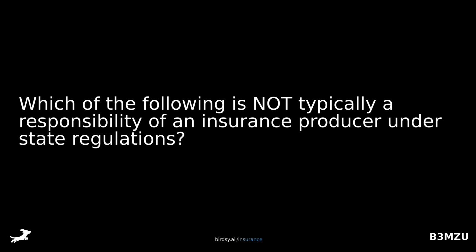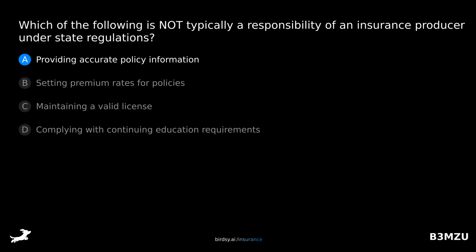Which of the following is not typically a responsibility of an insurance producer under state regulations? Is it A. providing accurate policy information, B. setting premium rates for policies, C. maintaining a valid license, or D. complying with continuing education requirements? The answer is B. setting premium rates for policies.